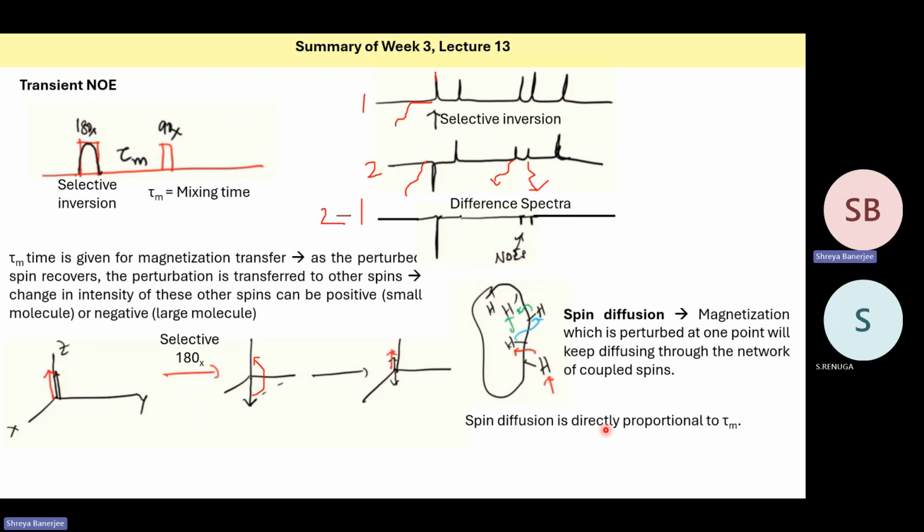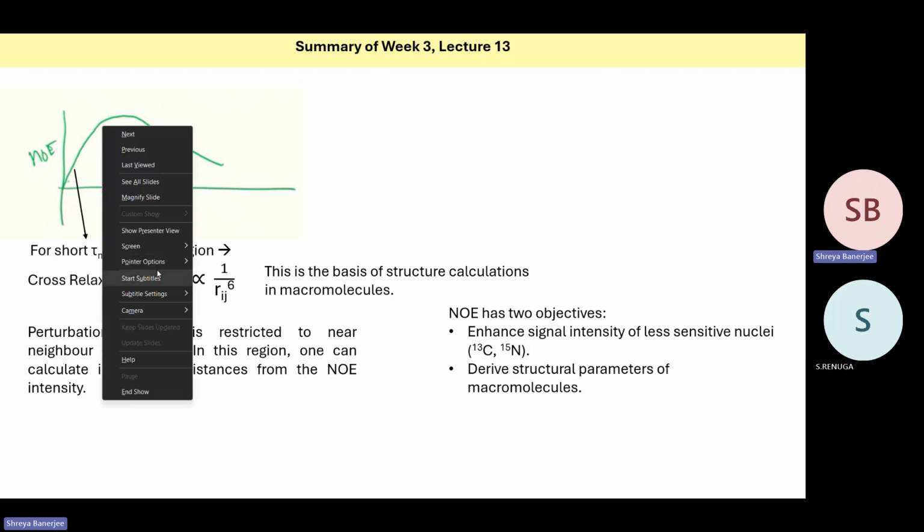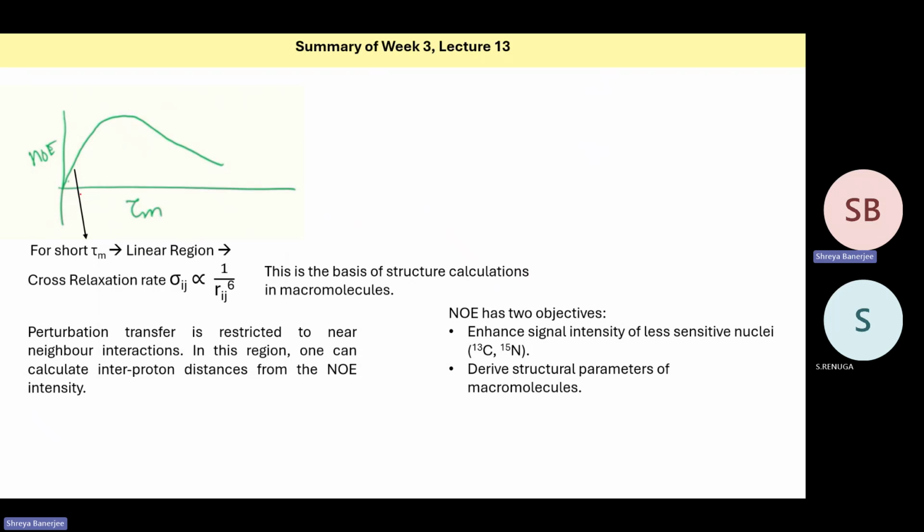And the spin diffusion is directly proportional to tau m, because the longer the tau m you give, the longer time it has to diffuse through the system. So what happens in this case? If you give a longer time, the NOE changes like this. Normally, we consider this an approximation. We consider a linear approximation.